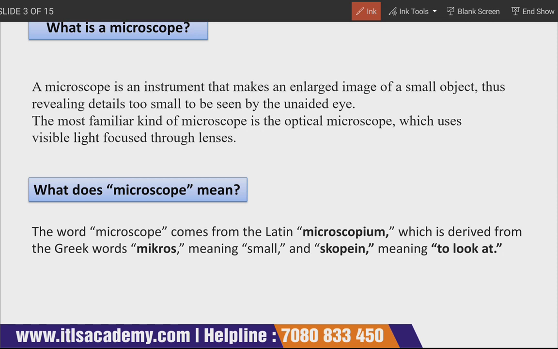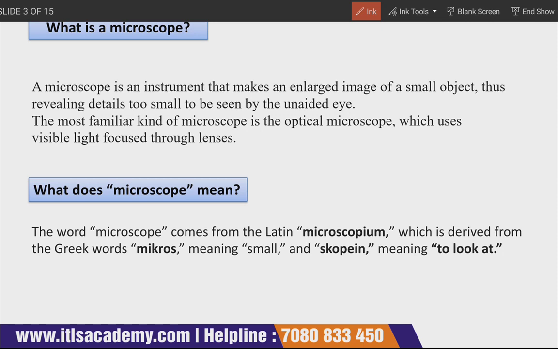A microscope is an instrument that makes an enlarged image of a small object, thus revealing details too small to be seen by the unaided eye. The most familiar kind of microscope is the optical microscope, which uses visible light focused through lenses. So a microscope is a type of instrument that makes a very small object visible.